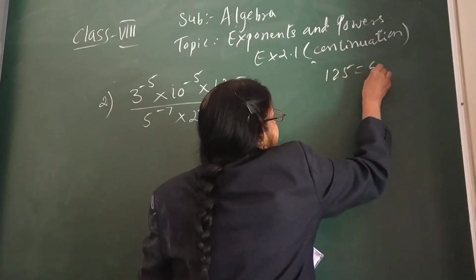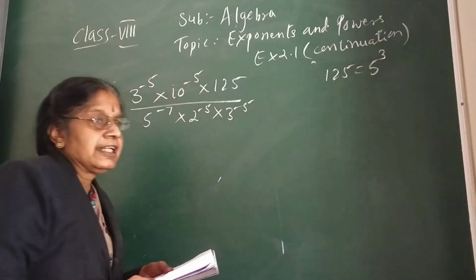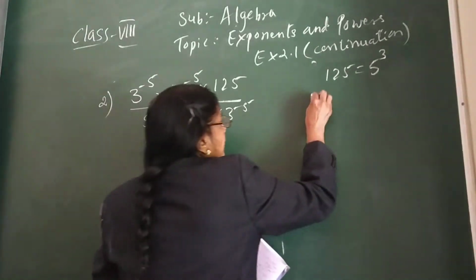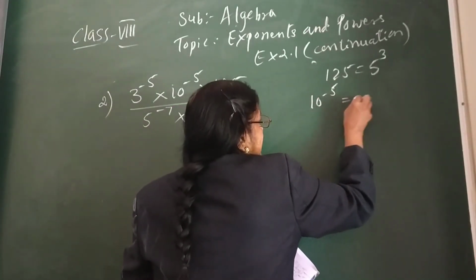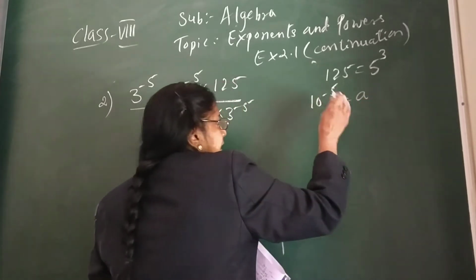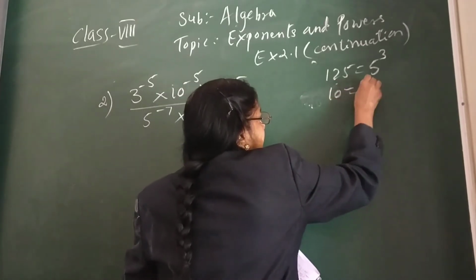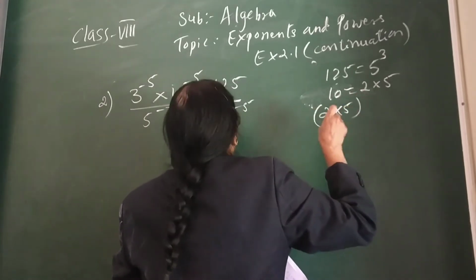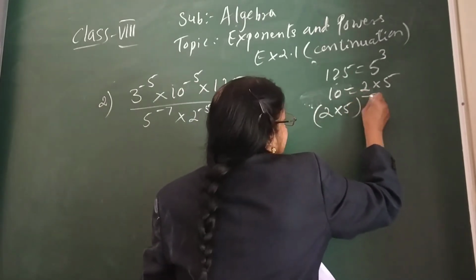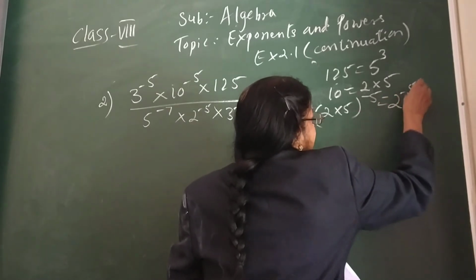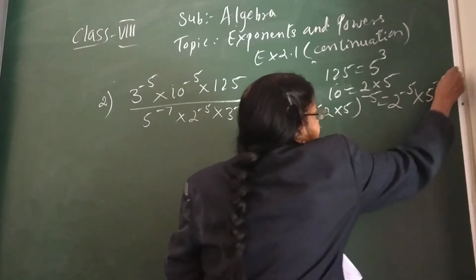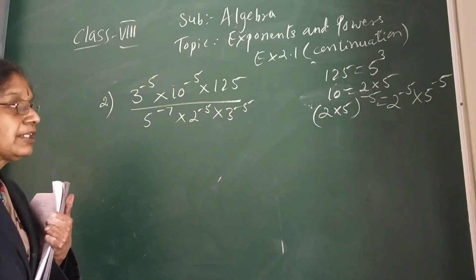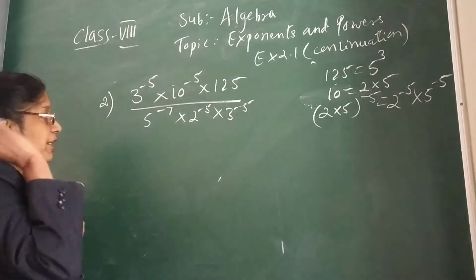125, I can take it as 5 to the power of 3. Okay, why? Because 5 5s are 25. 10 to the power of minus 5, this law is there. Okay, 10 I can write as 2 into 5. So 2 into 5 whole to the power of minus 5, I can write as 2 to the power of minus 5 into 5 to the power of minus 5. So that I am going to use: a into b whole to the power of m is equal to a to the power of m into b to the power of m.